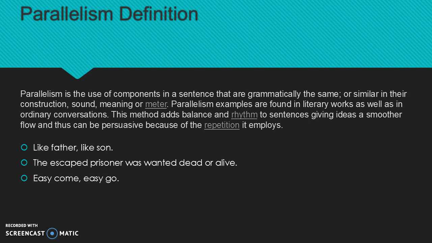Now, another device we want to introduce is parallelism, which has been used in the 2 speeches previous and the next one we're going to show you. And it's where you've got similar grammatical components used next to each other to create sort of a balance and a rhythm. And it's therefore persuasive because it's repetitive in its rhythm and its meter. So we've got like father, like son, dead or alive, easy come, easy go.